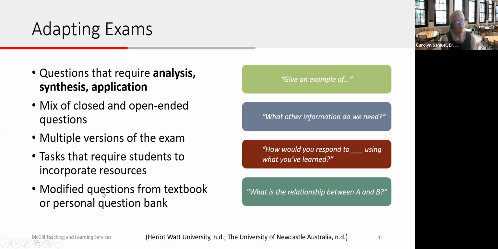And modified questions from textbook or personal question bank. Again, it's the idea that's related to multiple versions of the exam. If you take questions from a textbook, and many textbooks do provide exam questions, maybe change a few things in them so that they're not identical, and students might have to do a little bit more thinking then.